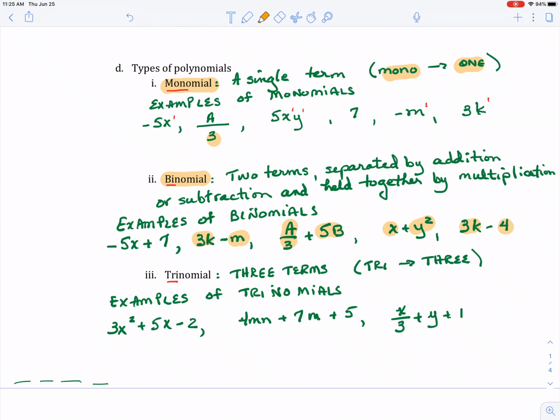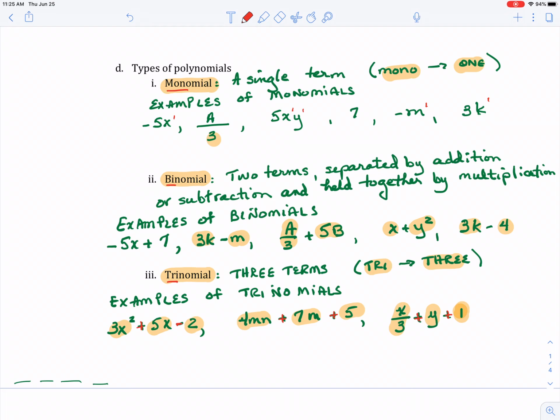And the third word here that we need to be familiar with is trinomial. That means 3 terms, of course, prefix tri meaning 3. And here are some examples of trinomials. Here's the first term, second term, third term, and so on for each example. And you can see the separators between terms are always the operations of either addition or subtraction.